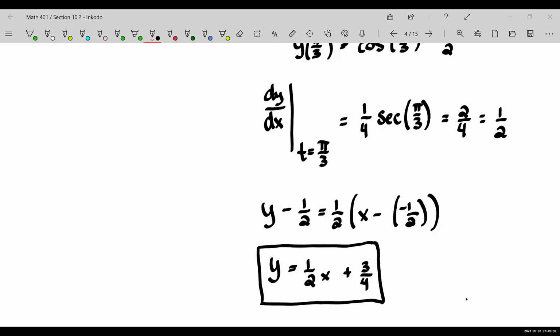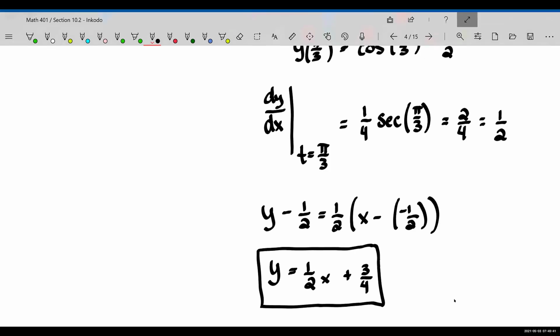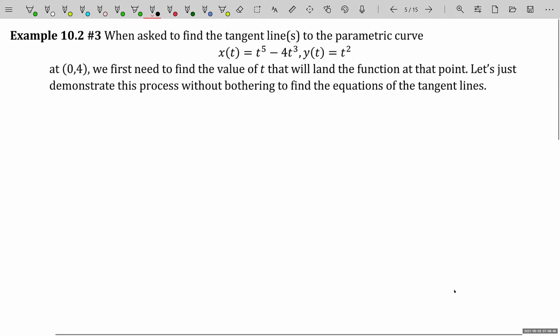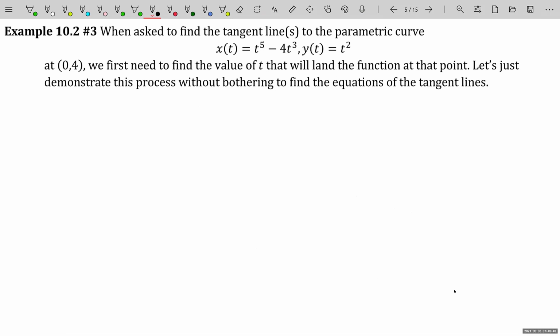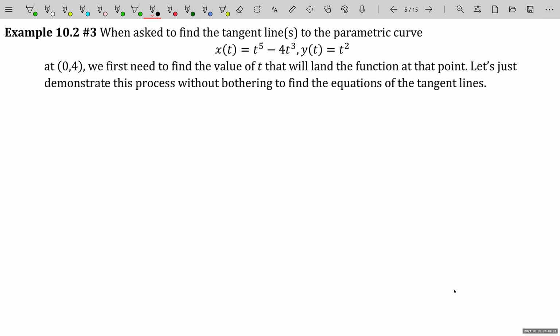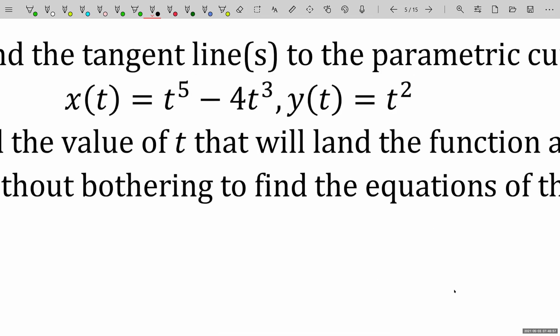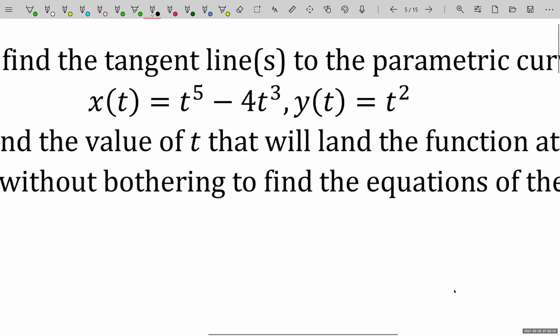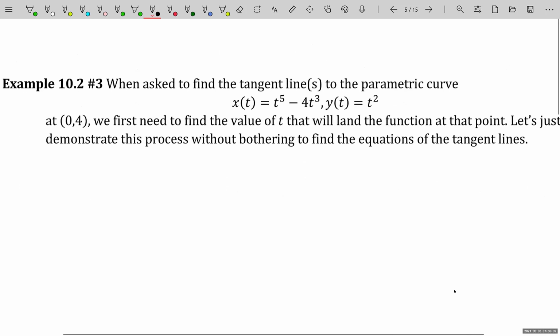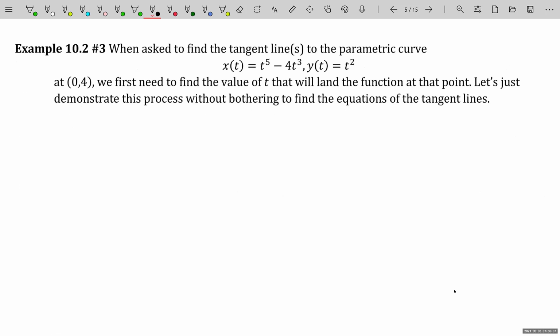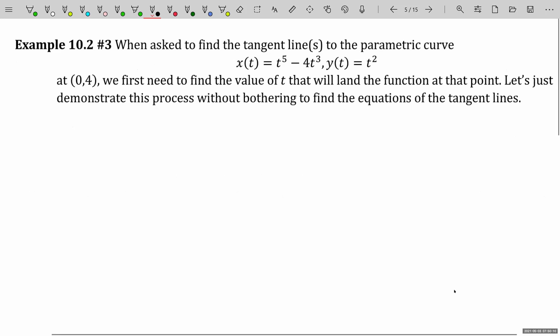Let me share my screen back here. All right. So that almost rounds out derivatives of parametrics, but we have one last little example here. When asked to find the tangent line or tangent lines to the parametric curve x of t, which is this business, t to the fifth minus 4t cubed. Again, this is something I wouldn't expect you to graph by hand at all. And y equals t squared. If you were asked to find the equation of the tangent lines, or yeah, that's exactly what they're asking. The equation of the tangent lines to the parametric curve at the point 0, 4.